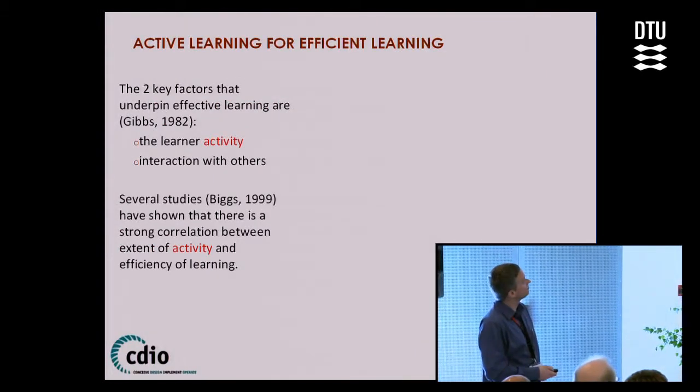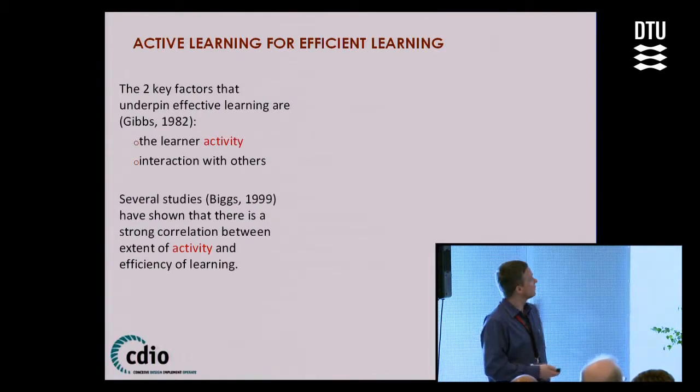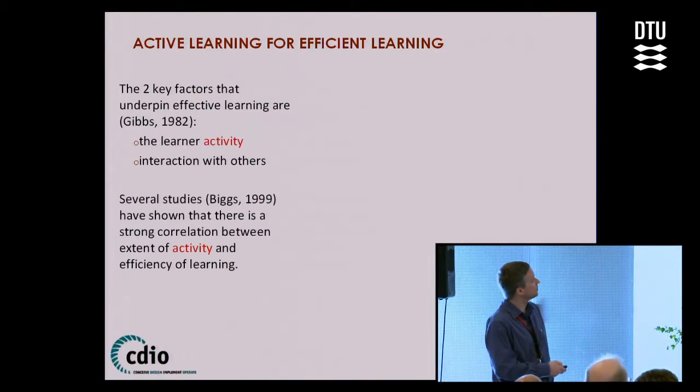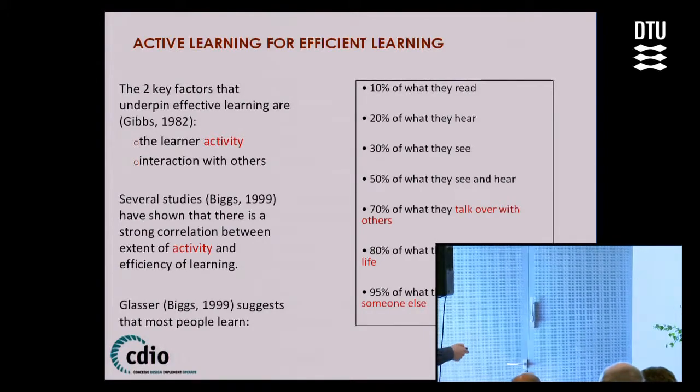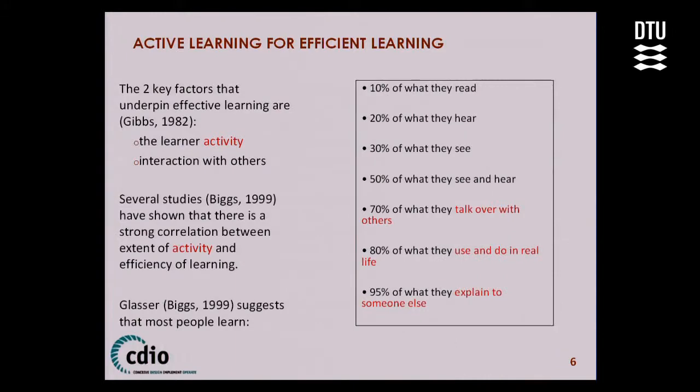So there's a bit of interesting background to this in terms of learner activity. And it's really this box that I want to concentrate on. This is what Glasser, reporting work by Biggs, suggests, okay, if a student reads something, they probably only remember about 10% of what they read, okay? If you talk to them about something, they maybe remember 20% of it. If you show them something at the same time, they start to remember a little bit more, maybe up to 30%.